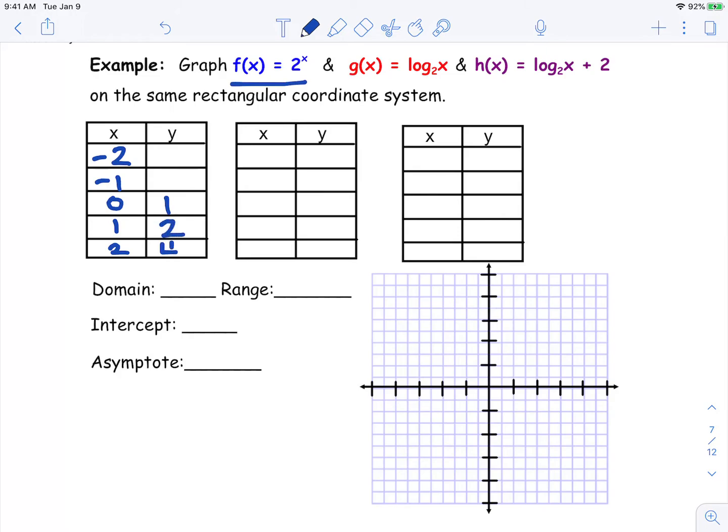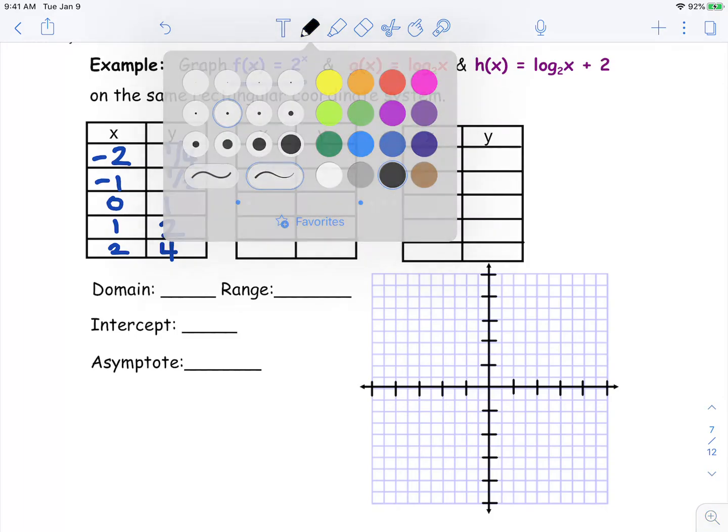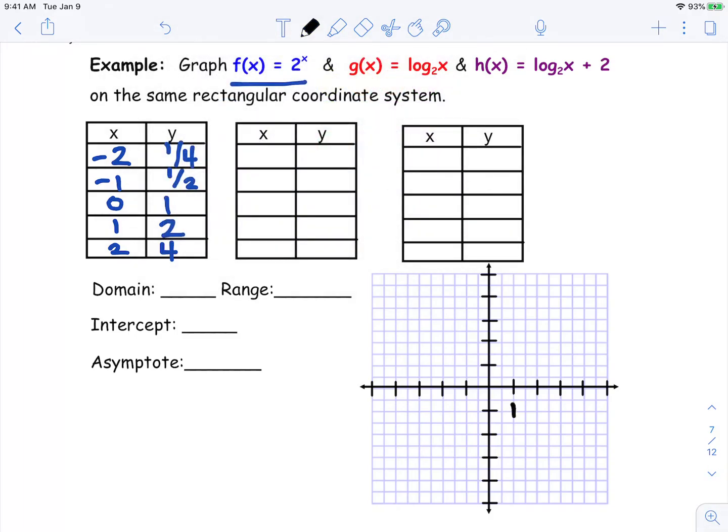2 squared is 4. Now let's go to the negative x values for your input. 2 to the -1 power is 1/2. 2 to the -2 power is 1/4. So now we're going to go ahead and graph that exponential.